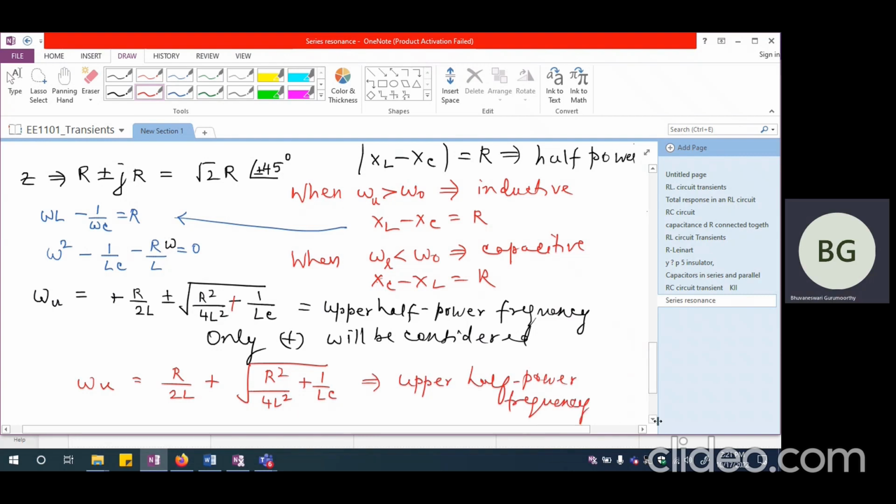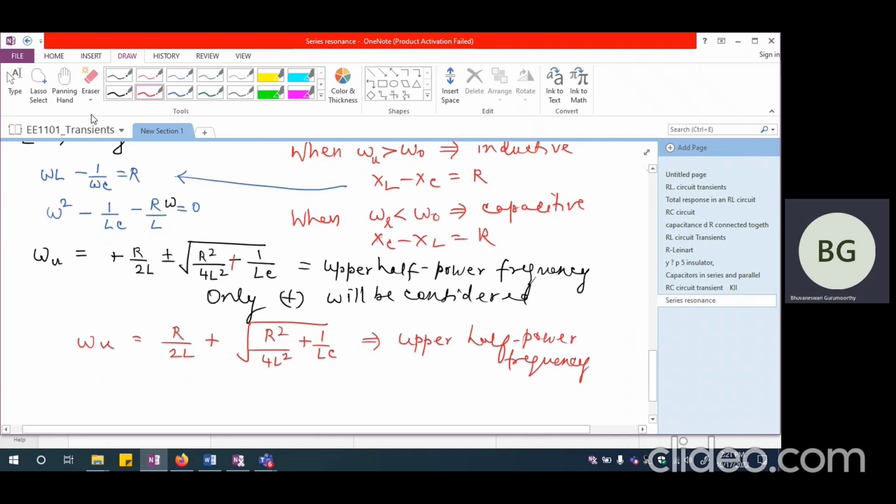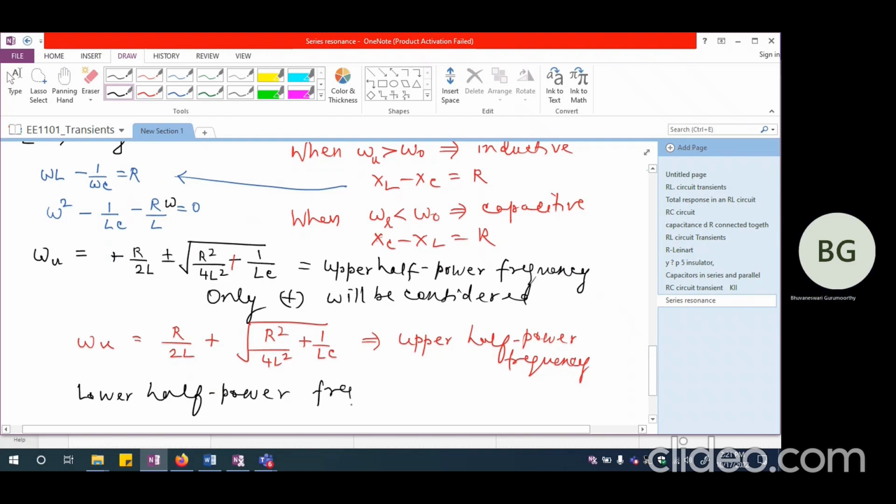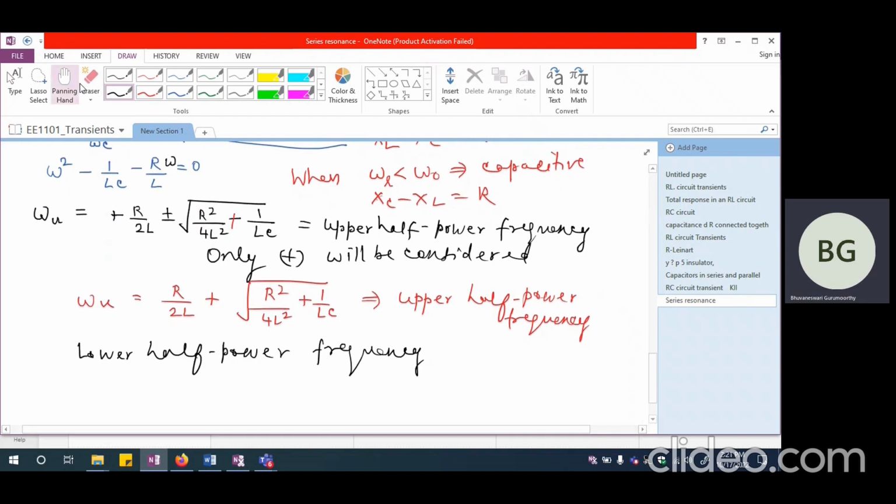Similarly, we should be able to look at the lower half power frequency. To derive that, we just have to say that XC minus XL equal to R. So I'm going to write 1 by omega C minus omega L equal to R.